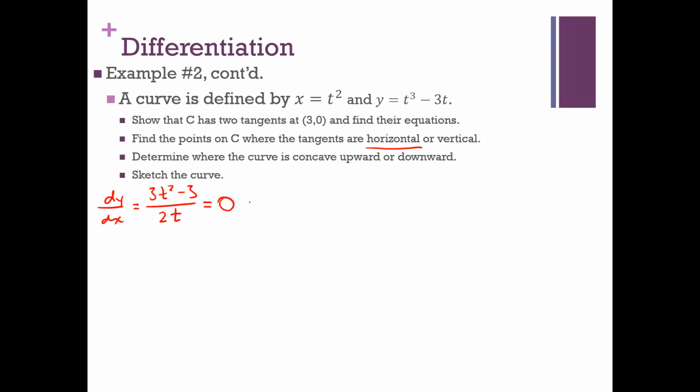If I have a fraction that equals 0, then really it's the numerator that has to equal 0, right? Or algebraically, you could multiply both sides by 2t, and that would give you 3t squared minus 3 equals 0. So what t value or t values am I going to get from this? t equals plus or minus 1.